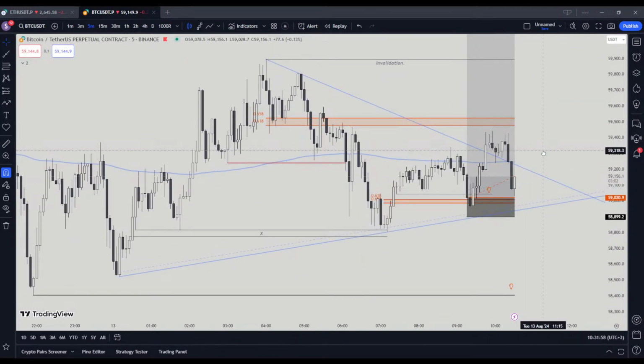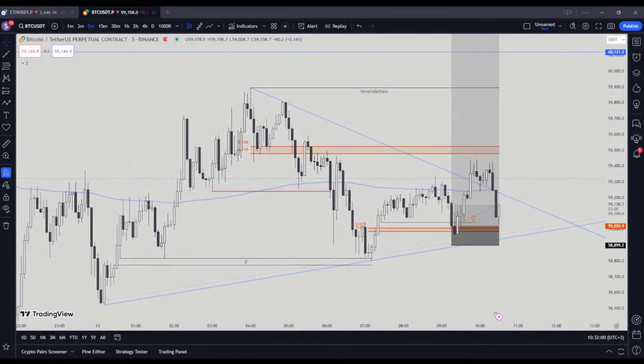We are already front running 61.8, so the market structure is a little bit weird. We have some issues here because they are just front running levels, and it's not a good thing to see.